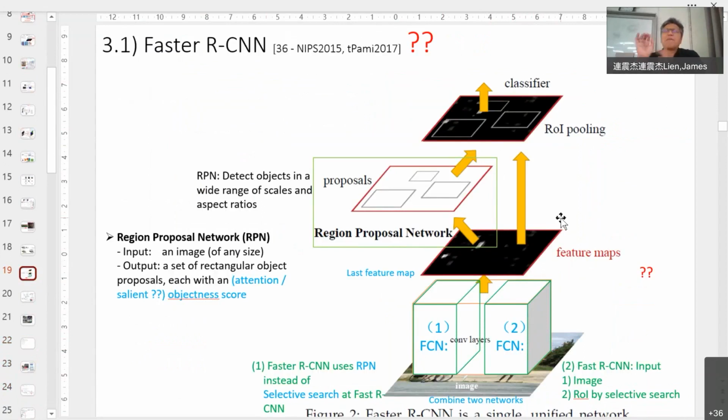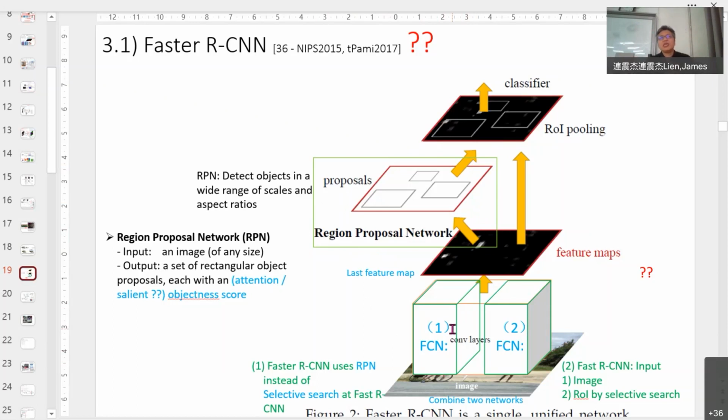In this part, Faster R-CNN combines two networks. One is the original Fast R-CNN here. The other is a region proposal network. So, say again, the advantage of a network is that you can combine two or more networks together. We call this multitask. This term is important. You should know what multitask is.